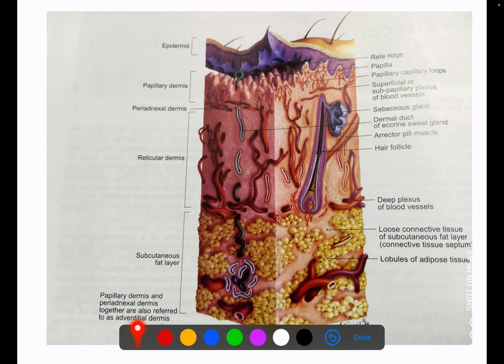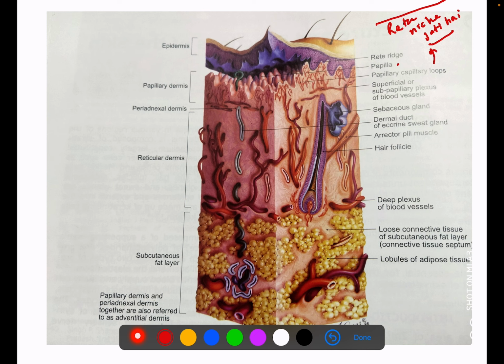And here we have marked different structures. We have the rete ridges which go down. So here there is a mnemonic: rete goes down. So rete ridges are the ones that go down. You always get confused between what are papillae and what are rete ridges. Remember, rete ridges come from the epidermis into the dermis. Papillae are the papillary extensions into the dermis.